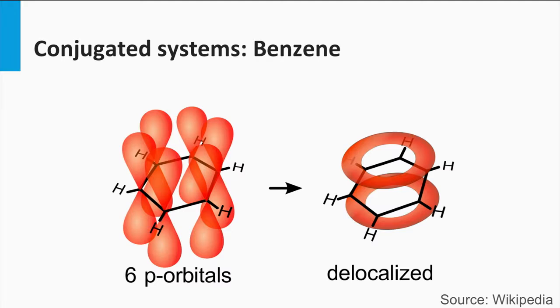Here you see the example of the benzene ring. This molecule has 6 carbon atoms and 6 p orbitals. They mix, forming 2 circle orbitals that are occupied by, in total, 6 electrons. These electrons do not belong to one single atom, but to a group of atoms.